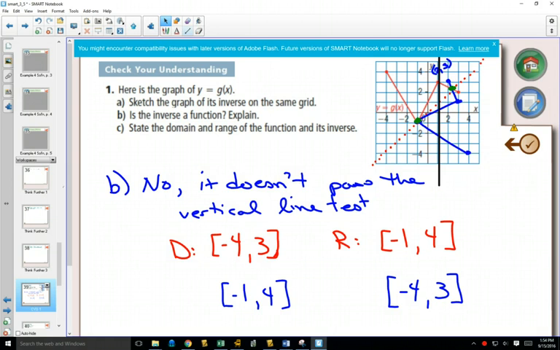Okay, questions for this one are 4 and 9. We are going to go to the second example.